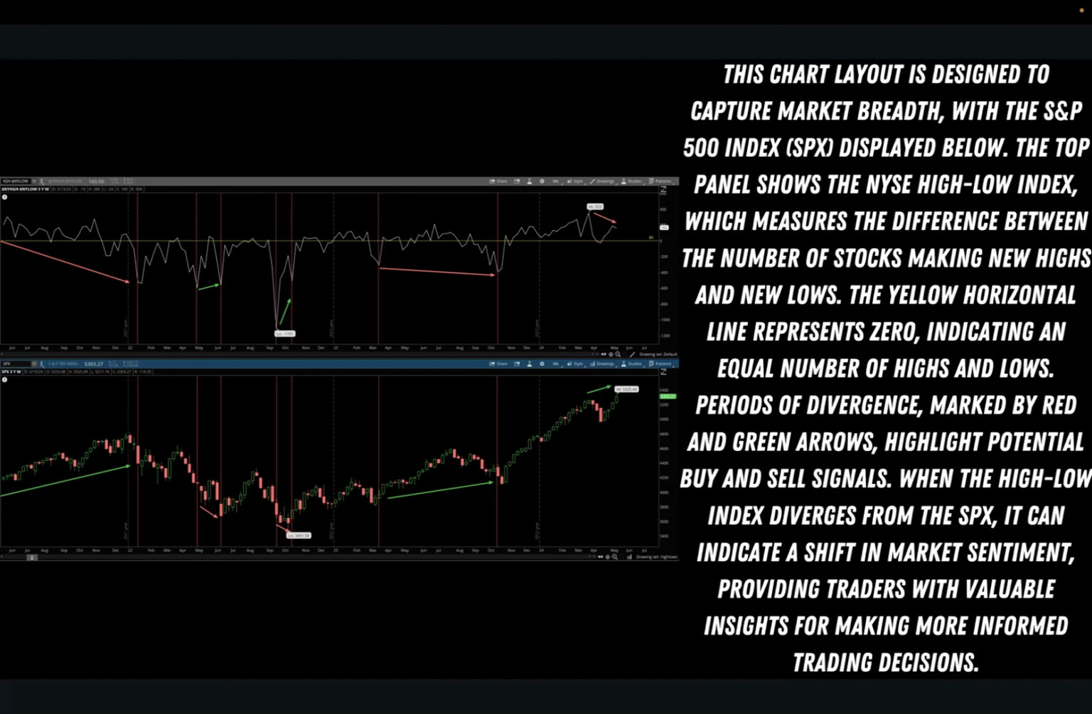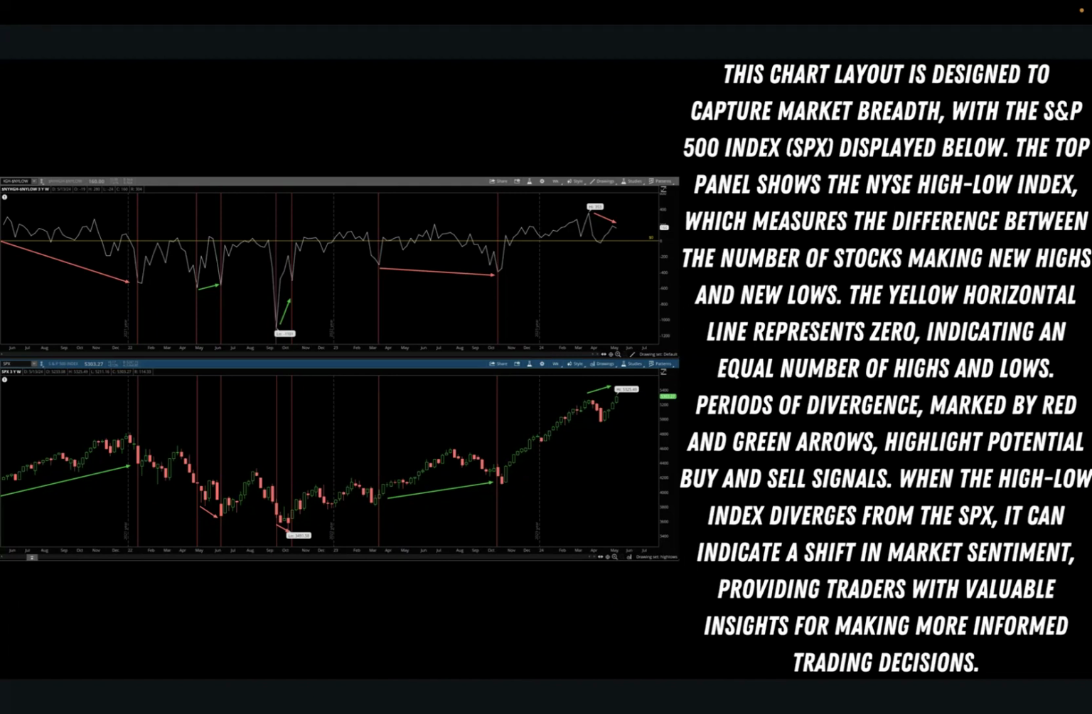The top panel shows the NYSE high-low index, which measures the difference between the number of stocks making new highs and new lows. The yellow horizontal line represents 0, indicating an equal number of highs and lows. There are periods of divergence marked by red and green arrows, which highlight potential buy and sell signals. When the high-low index diverges from the SPX, it can indicate a shift in market sentiment, providing traders with valuable insights for making more informed trading decisions.